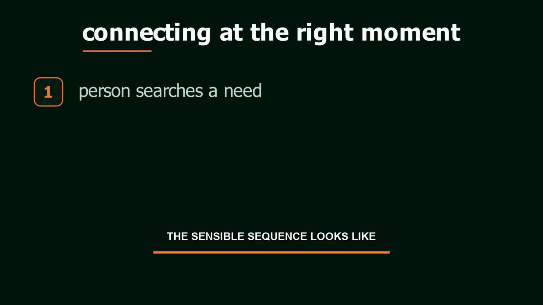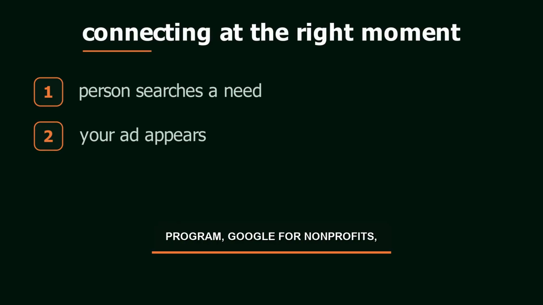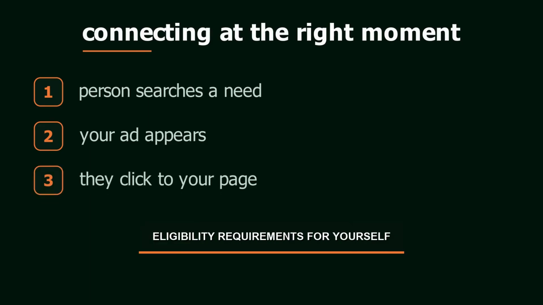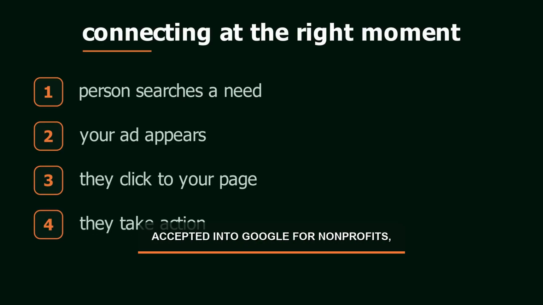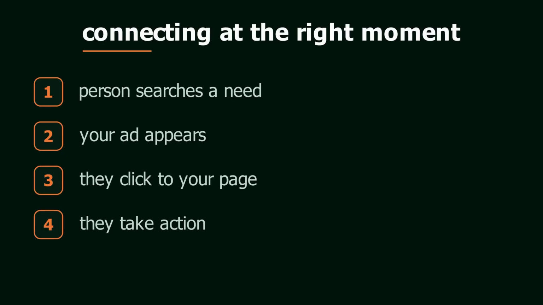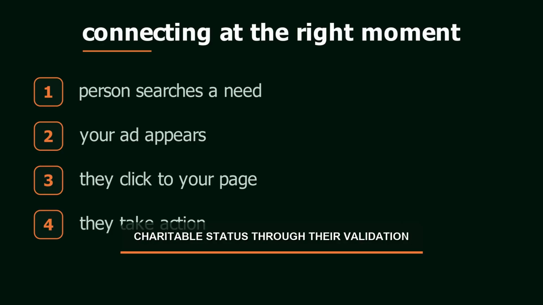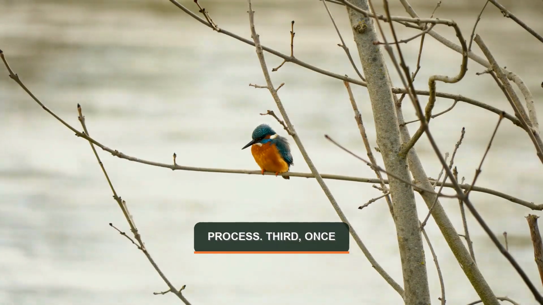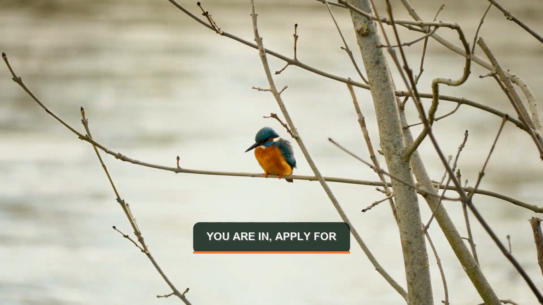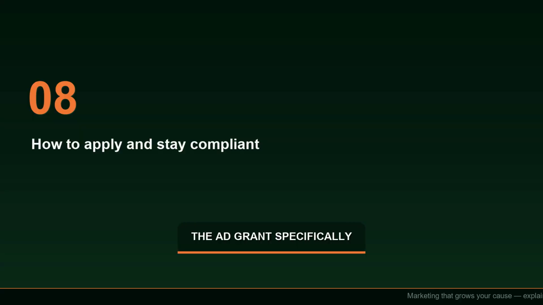The sensible sequence looks like this. First, start on the official program, Google for Nonprofits at google.com/nonprofits, and read the current eligibility requirements for yourself rather than relying on second-hand summaries. Second, get your organization verified and accepted into Google for Nonprofits, which usually means confirming your charitable status through their validation process. Third, once you are in, apply for the ad grant specifically and set up your advertising account following their required structure.